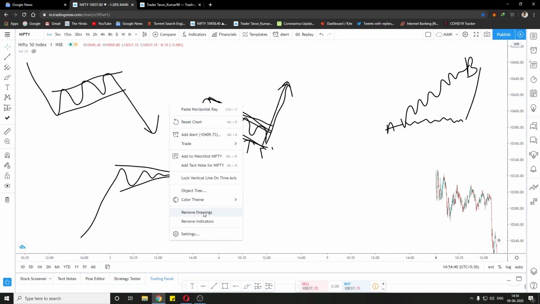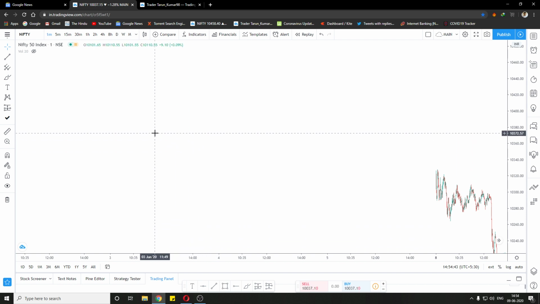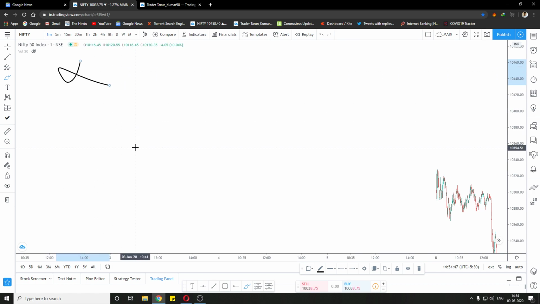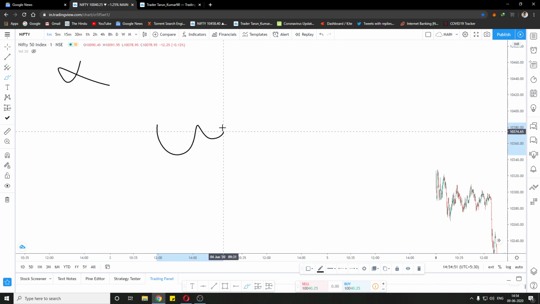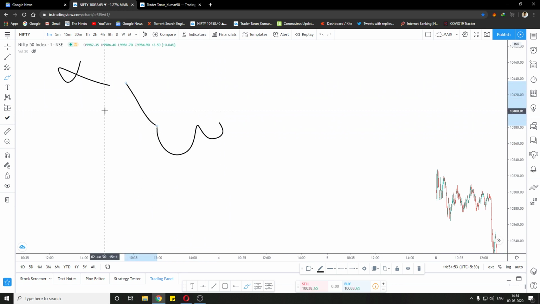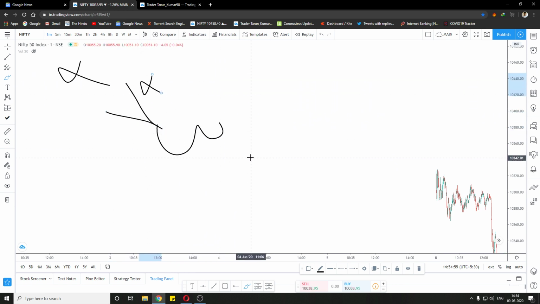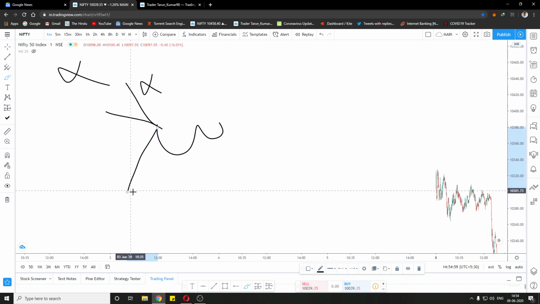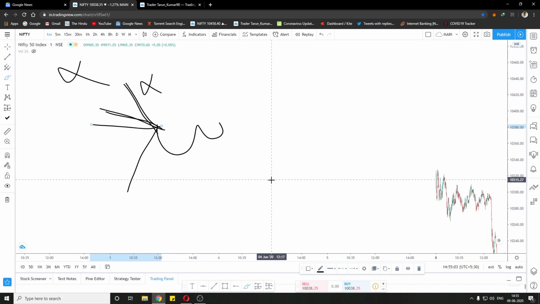Then finally we have a cup and handle pattern. Most people do this pattern wrong, because they draw the cup and handle pattern even if the previous trend was down. This is wrong. The cup and handle pattern is only valid when there is a previous uptrend. It does not work with a previous downtrend or sideways market.